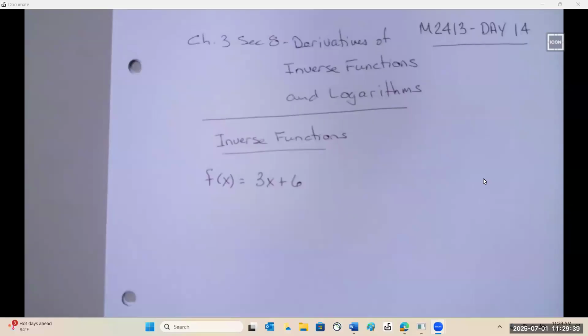That's what matters. All right. This section, derivatives of inverse functions and logarithms. First off, what are inverse functions? How do you find them? What do they mean?